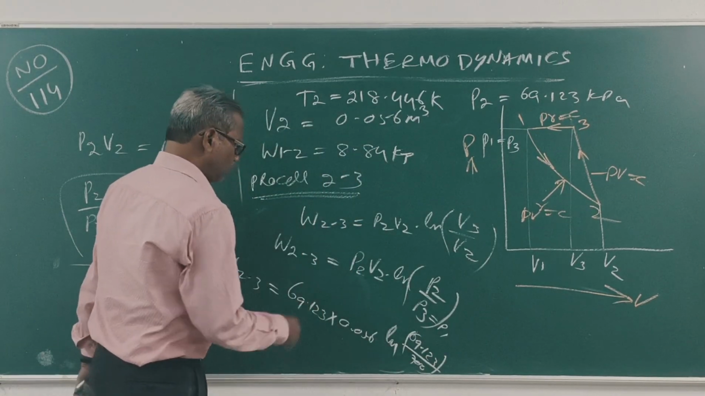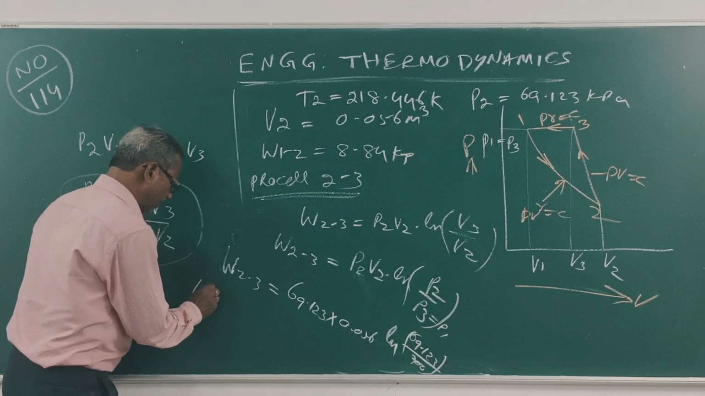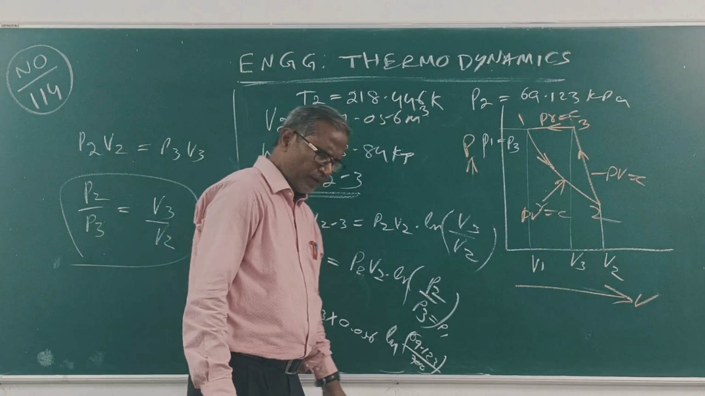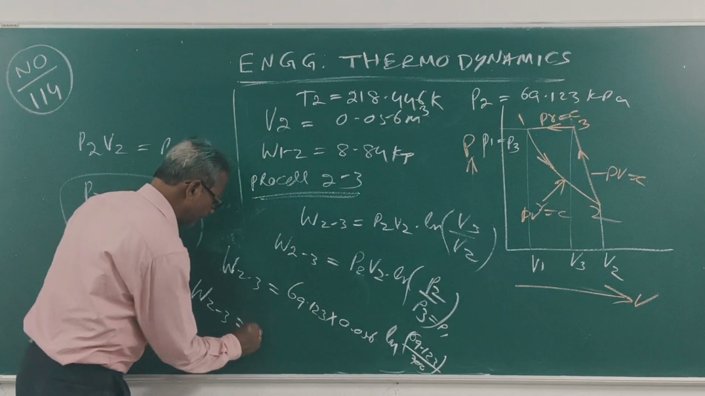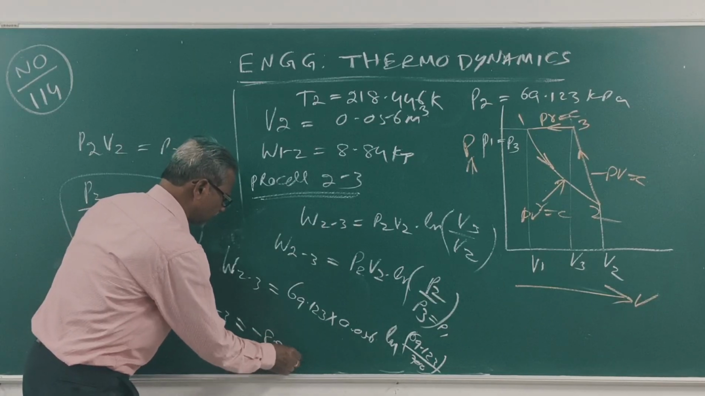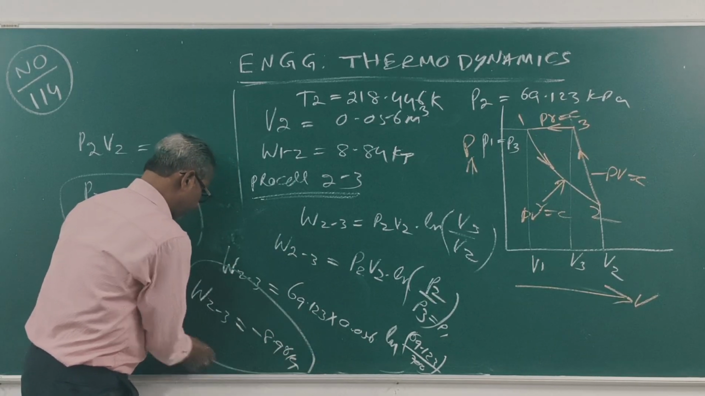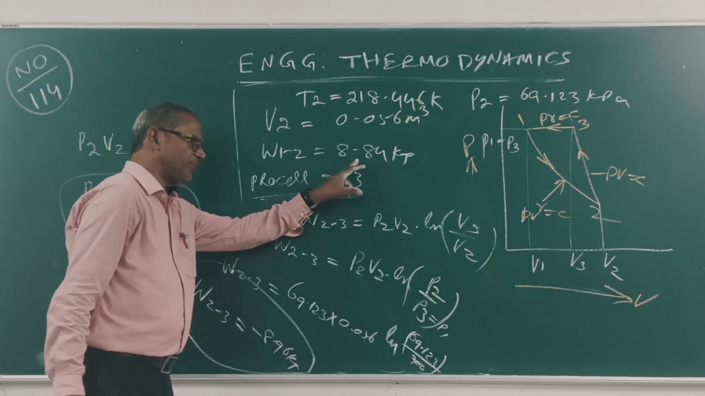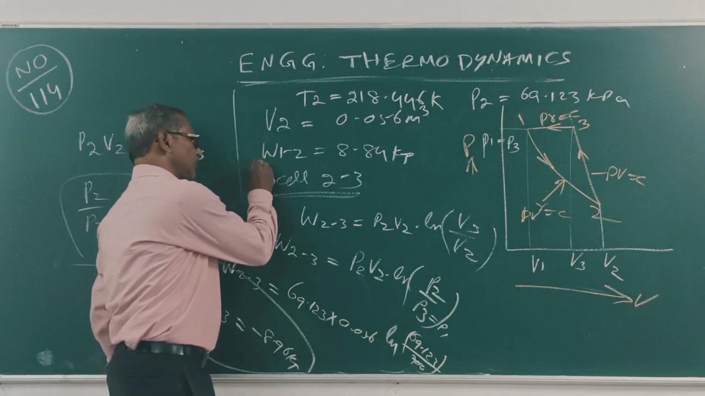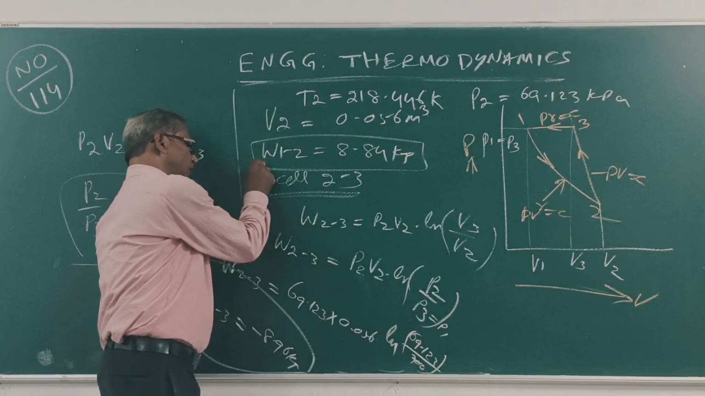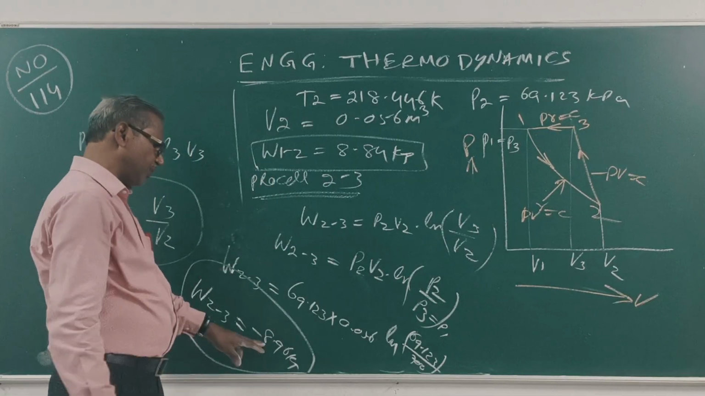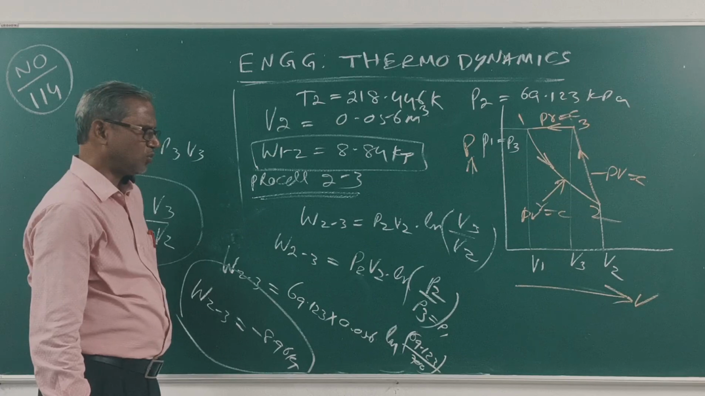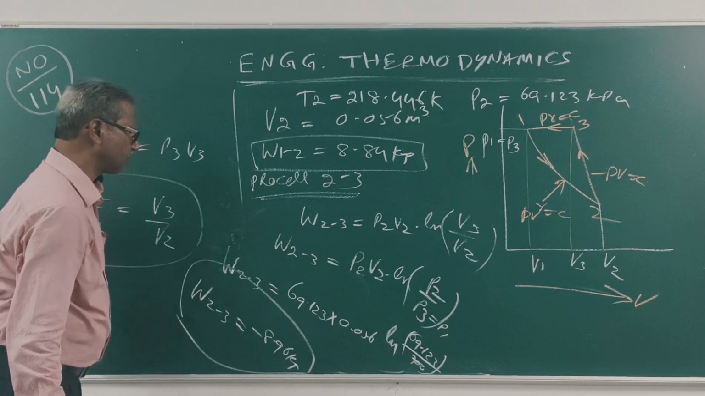Clear? Use calculator. The answer will be W23 is equal to minus 8.96 kilojoule. Right? Here W12 is 8.84 kilojoule. We have W23 minus 8.96 kilojoule. We'll find out W31. Clear?